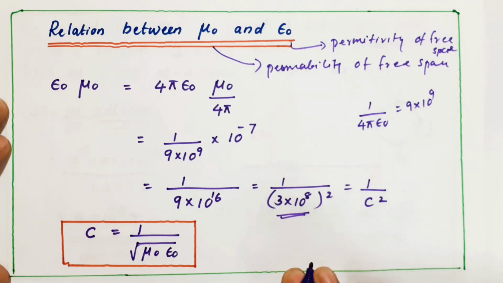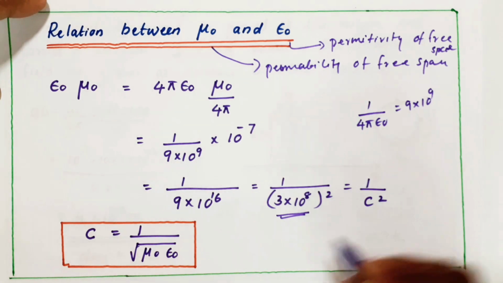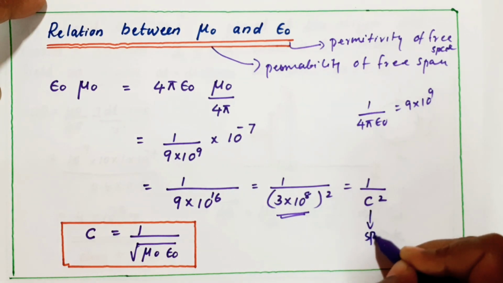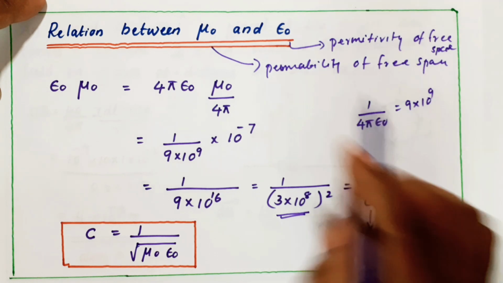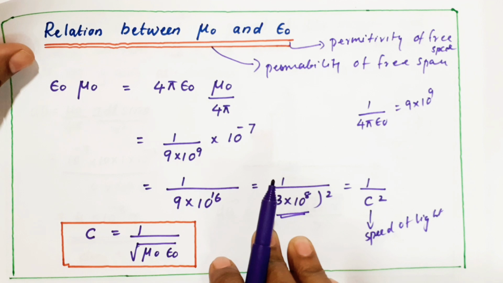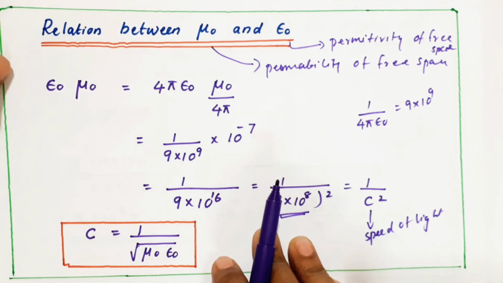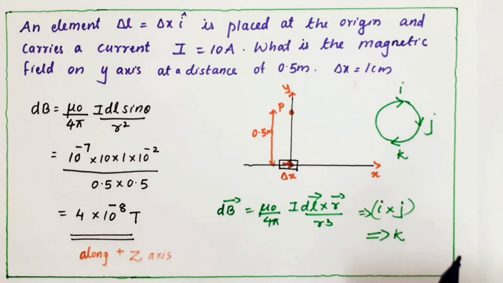It's a very important equation in physics. c equals 1 by root over mu naught epsilon naught, where c is the speed of light. Mu naught and epsilon naught I have written. Mu naught is the permeability of free space and epsilon naught is the permittivity of free space. Okay. Now, an important question.